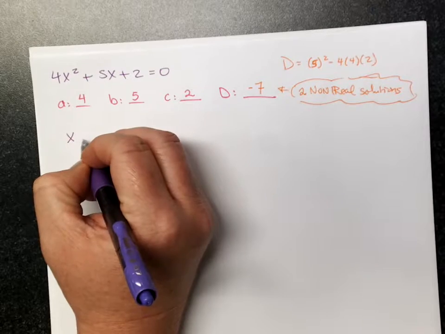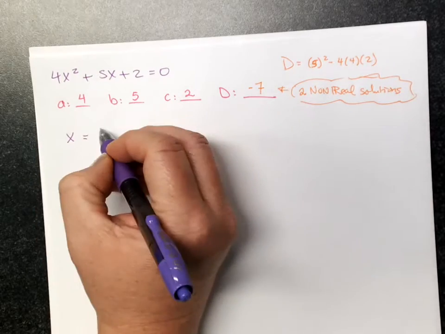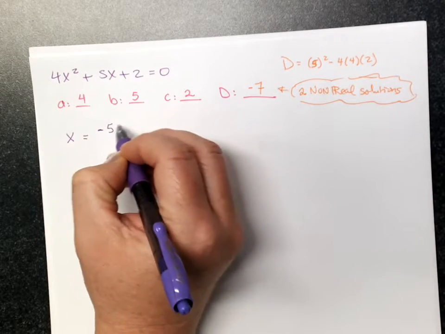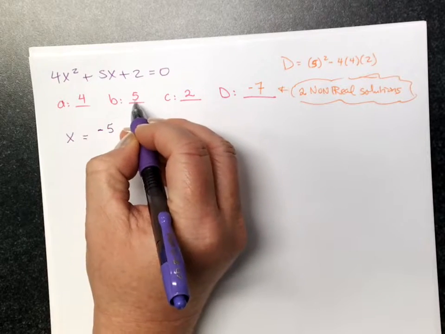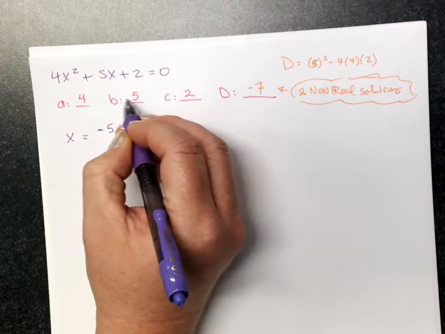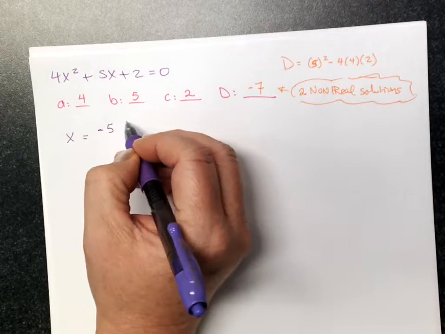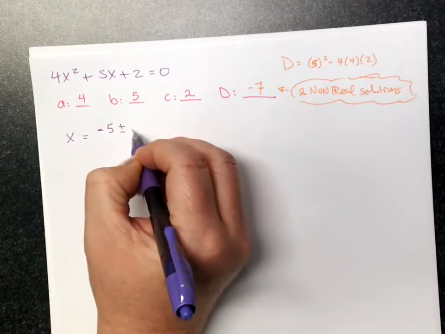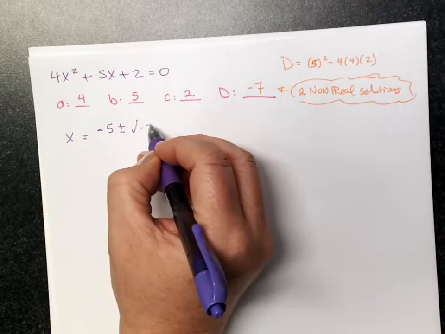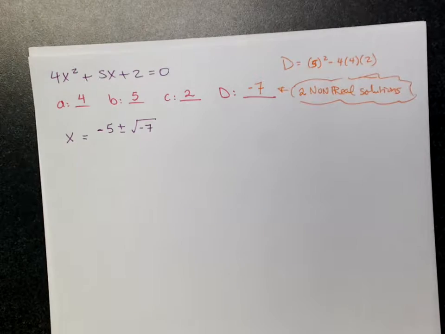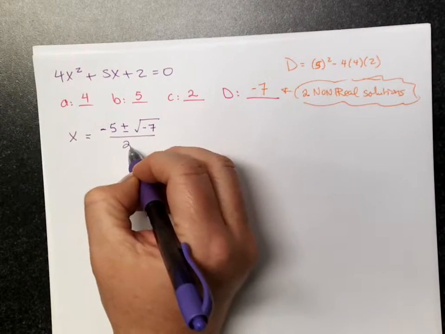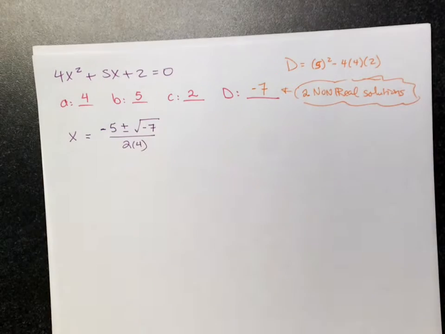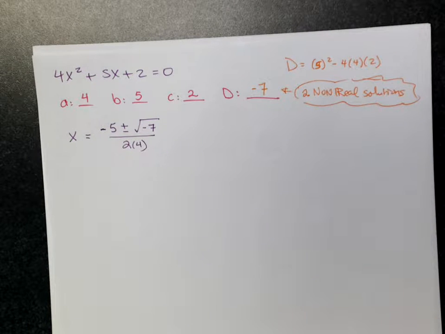So, we already solved for x. It's negative b, so it basically flips the sign of our b, -5, plus or minus the square root of -7, or the square root of d, over 2a. Okay. So you're solved, you just have to simplify, you just have to crunch your numbers.